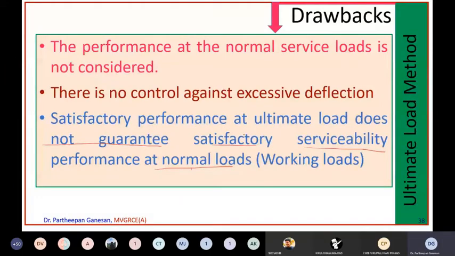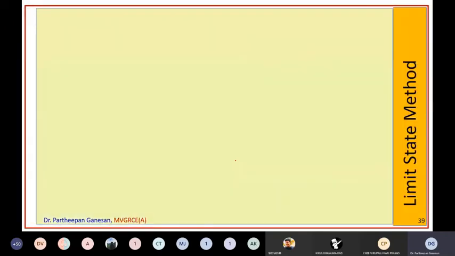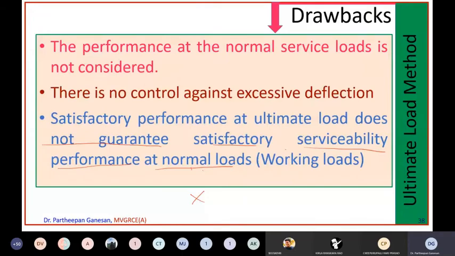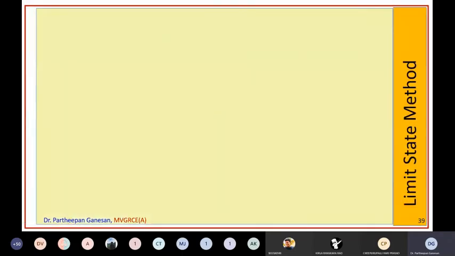So although at the ultimate load your structure may be safe, but at the actual load, what is the serviceability performance, means deflection, crack and all, how it is. That may not be satisfying. So this is why this ultimate load method or ultimate strength method is not anymore available in the design. Okay. So now, as I told you, to overcome the demerits of working stress method as well as ultimate load method, researchers have come up with the limit state method in 1978.